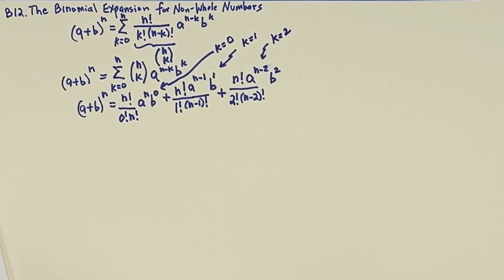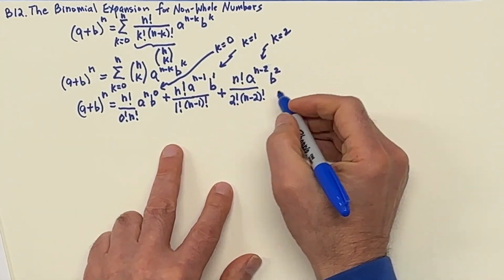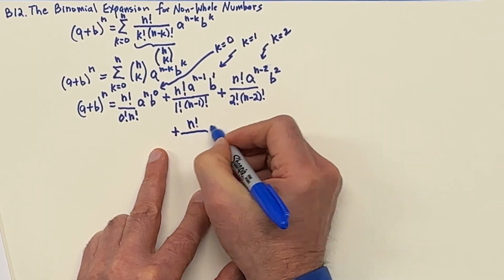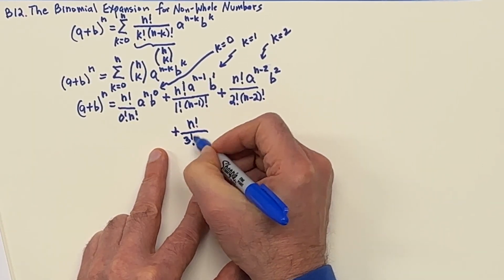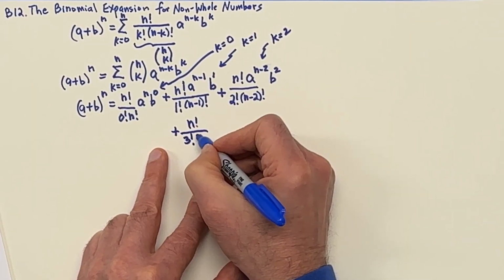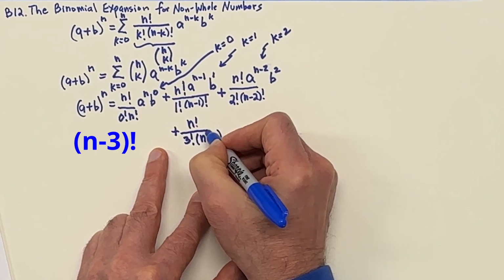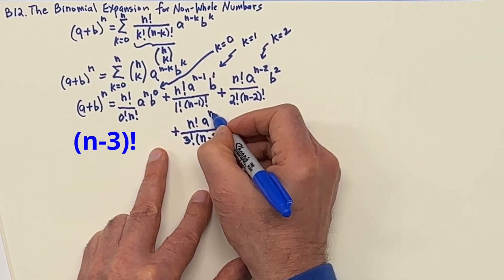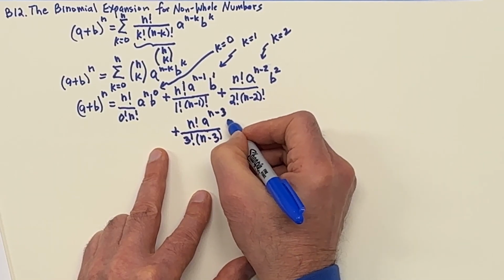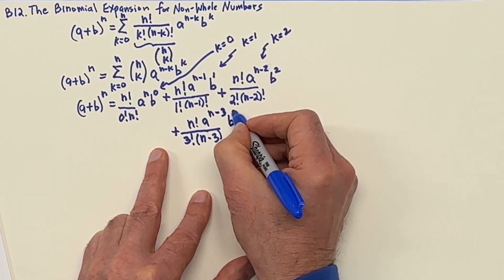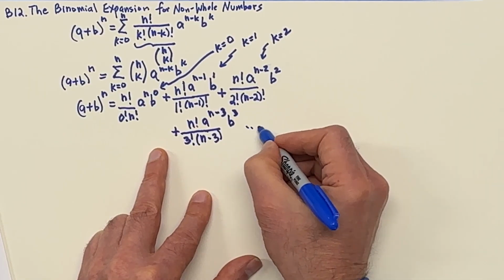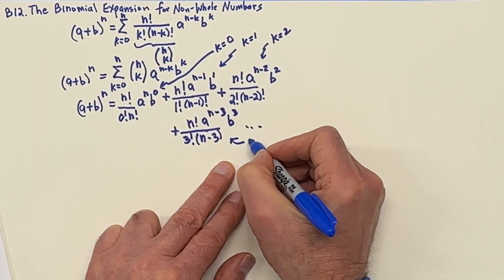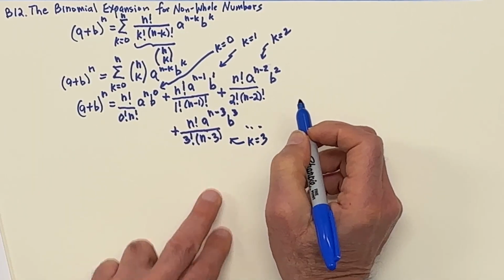Now we can do one more. Let's put one more in here. Plus n factorial over 3 factorial. So we have 1, 2, now we have 3. And then we have n minus 3. Just like we had n minus 1, n minus 2, n minus 3. We'll have a to the n minus 3, and we'll have b to the third power. And then dot, dot, dot, like that. So this one here is the k equal 3 term.